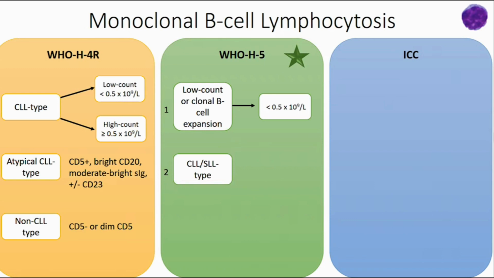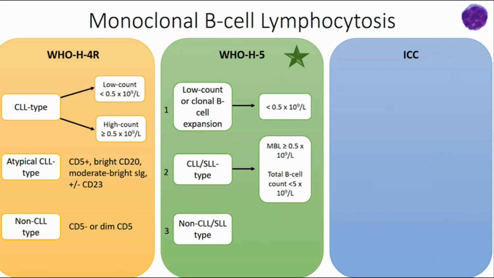Secondly, they have the CLL/SLL type, which more than likely requires CD5, but here the counts are greater, so greater than or equal to 0.5, with a caveat that the total B-cell count must be below 5. And then non-CLL/SLL type is the third type, and this is thought to represent mostly marginal zone origins, things that are CD5 and CD10 negative. They do not mention right now anything about atypical CLL type. We'll see if that changes when the textbook comes out.